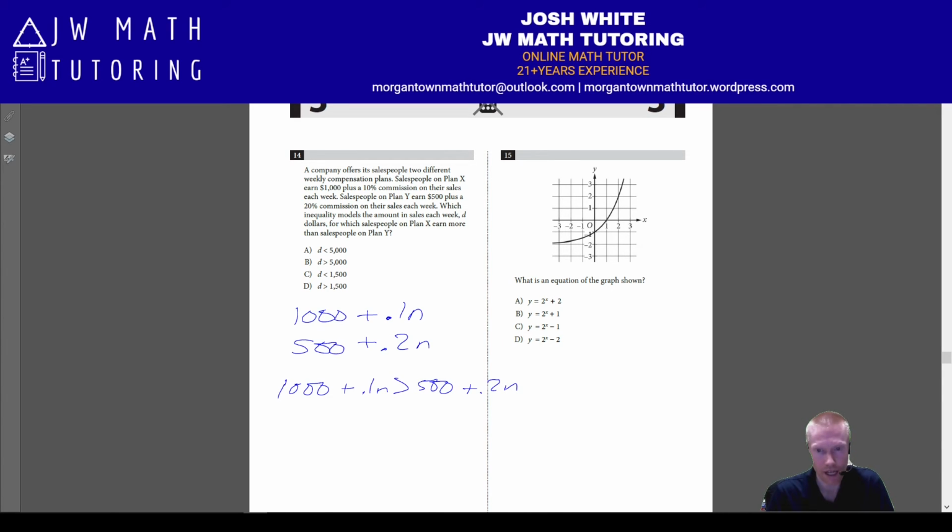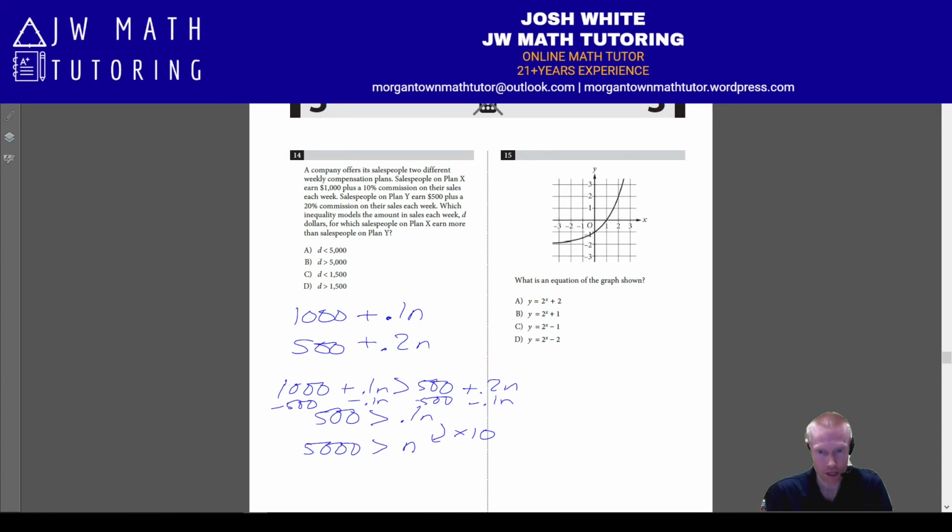If you go ahead and solve that out, I'm going to subtract 500 on both sides, and then subtract 0.1N on both sides. So 500 is greater than 0.1N. Now, if you're not that comfortable with dividing by decimals, all I'm going to do is multiply both sides by 10. That's just going to turn this into 5,000, and the 0.1 will just turn into 1. And now it's already solved. So again, to get from here to here, I just multiplied by 10 on both sides.